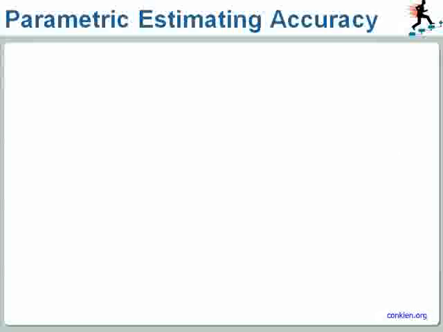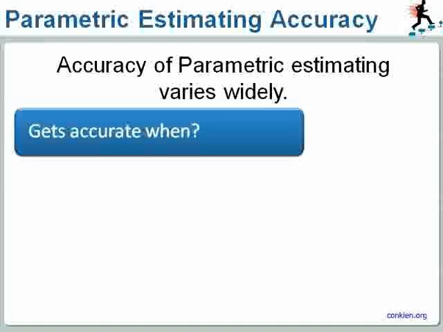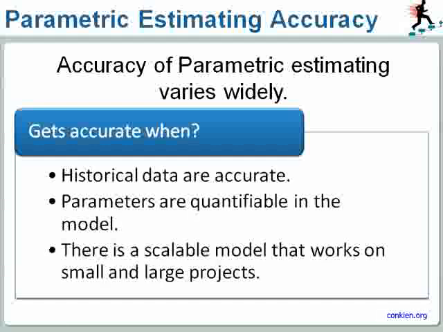Let me add at this point that the accuracy of parametric estimating can vary widely. It gets more and more accurate if you have the following 3 factors in place. First of all, we have accurate historical data. Then we have parameters in the model that are actually quantifiable, and we have a scalable model that works well on small as well as on large projects.